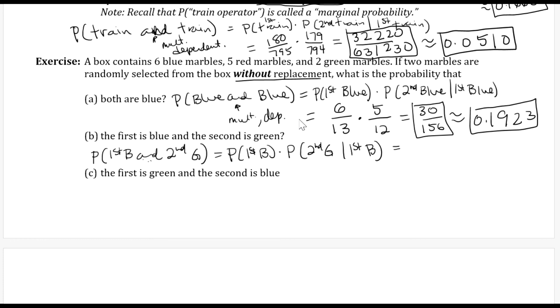Again, we have a total of 13 marbles in our bag, and we have 6 that are blue. So the probability of choosing the first blue is going to be 6 out of 13. Once we choose that, we keep it out of the bag, and we have 12 marbles total left in the bag. How many of those 12 are green? Since we didn't choose green the first time, we're going to have 2. So this is going to be 12 out of 156, which is approximately equal to 0.0769.